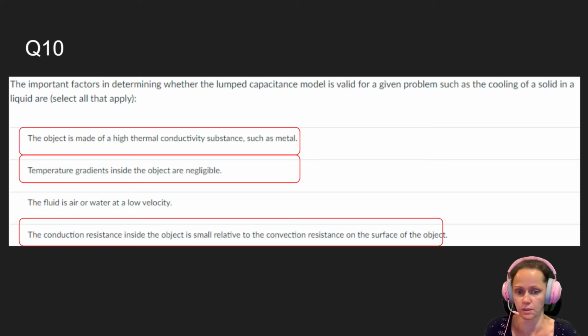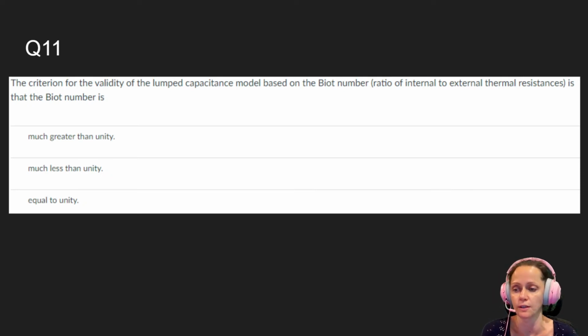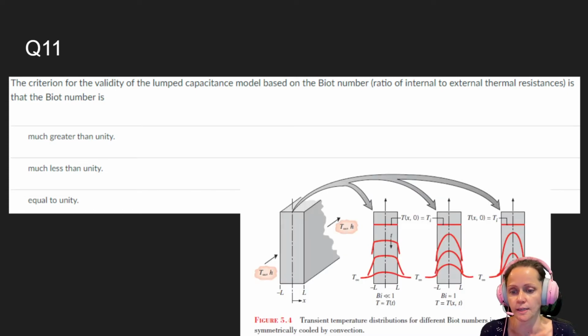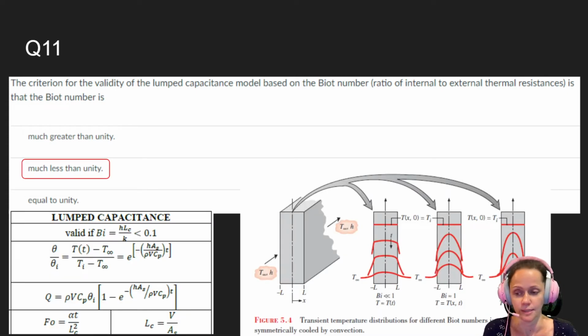Okay. Next one, question 11. The criterion for the validity of the lumped capacitance model based on the Biot number is that the Biot number is, of course, a lot less than 1, and we give a cutoff in this class of 0.1.